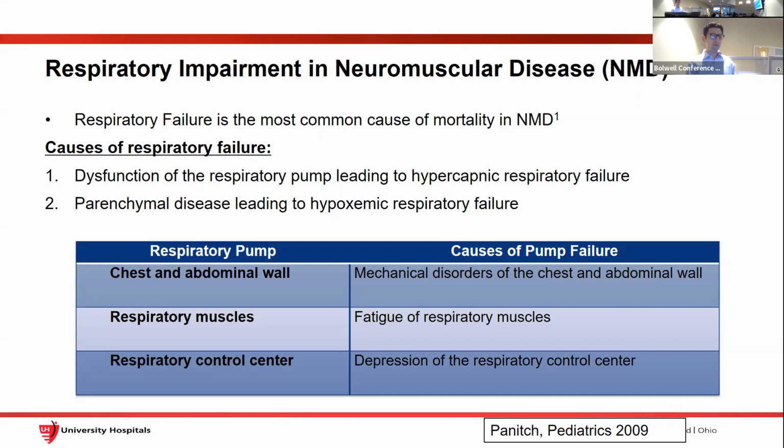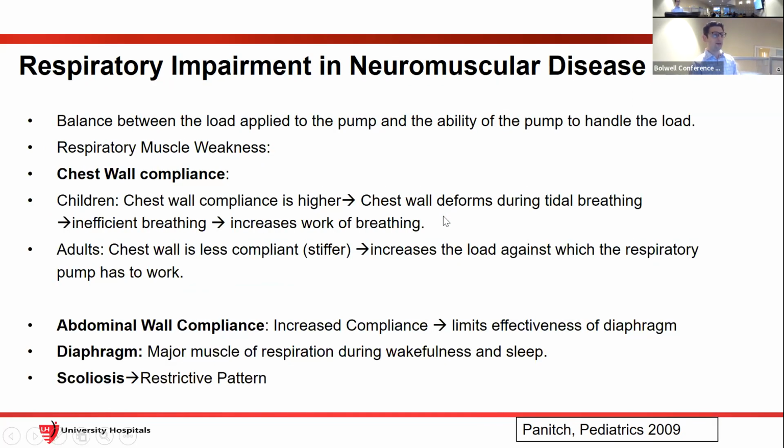And if there's depression of the respiratory control center, where it's not responding to elevated CO2 properly, you're talking about the central control of breathing, the central chemoreceptors, then that's going to cause respiratory failure. And all these are issues in neuromuscular disease. To go into a little bit more detail, if there's too much load on the pump, the pump will fail.